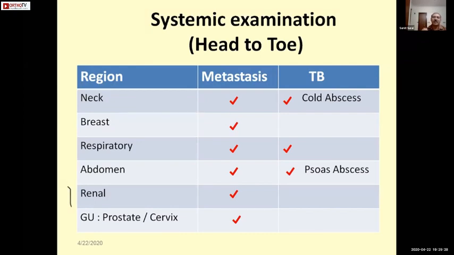If you try to find out what would be the site of the primary, whether on the history or on examination. So if you follow from head to toe, neck, for example, thyroid malignancy, and the history could be a history of hypo or hyperthyroidism, and on examination there could be a mass in the neck. A breast examination, even in the males, one should try to examine the breast, the respiratory system, the abdomen, especially looking for any organomegaly for metastasis, trying to assess for any psoas abscess in tuberculosis, and also examining for any enlarged size of the kidney or prostate or cervix.